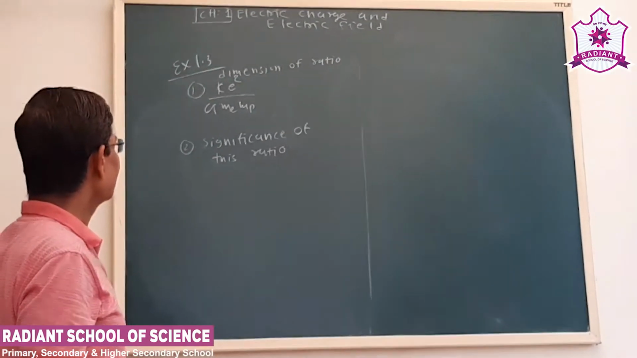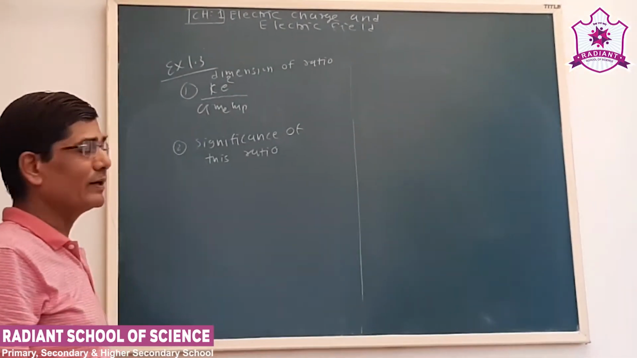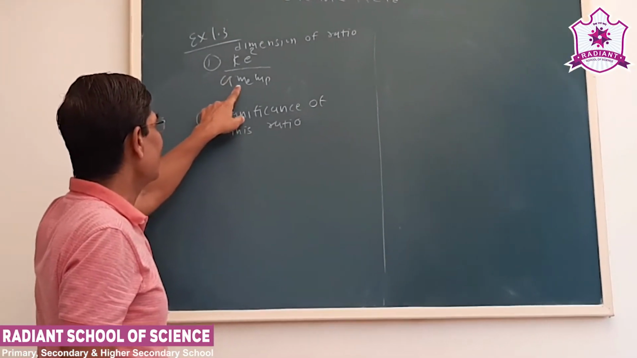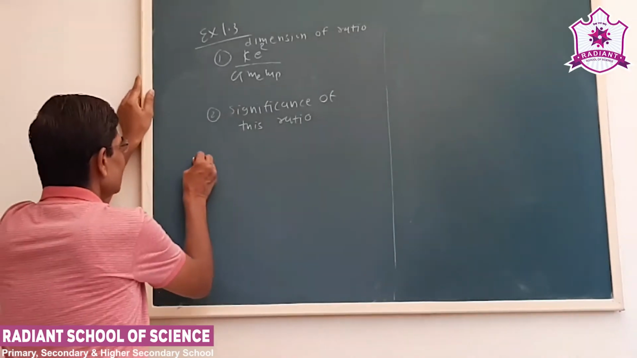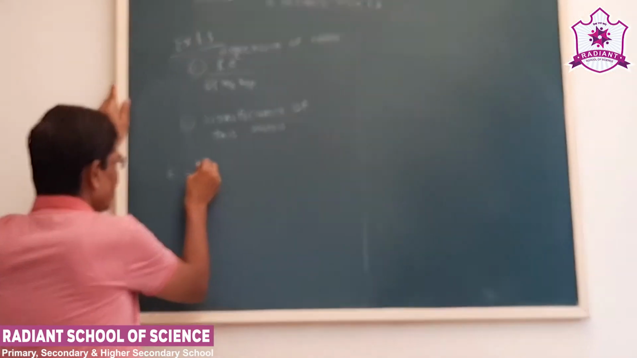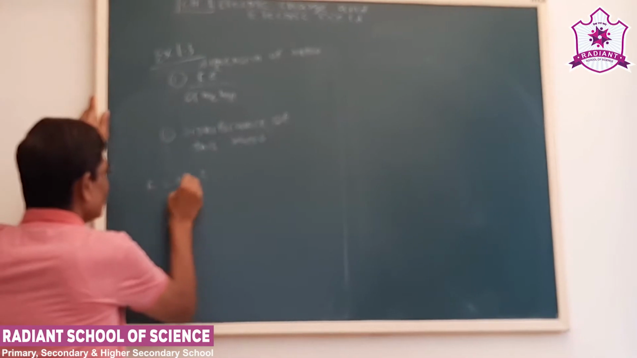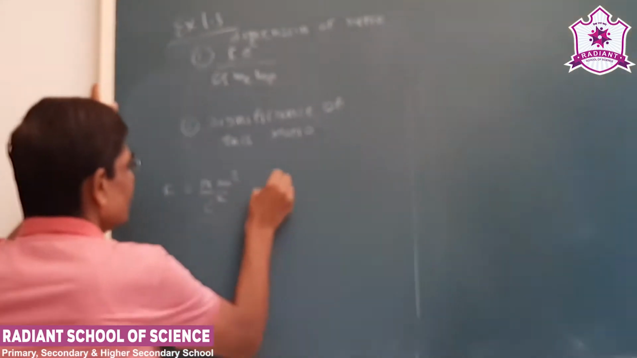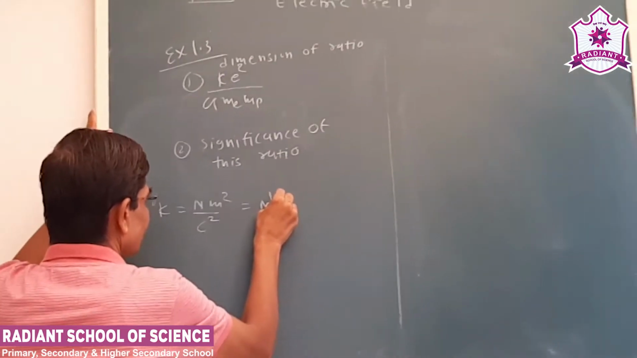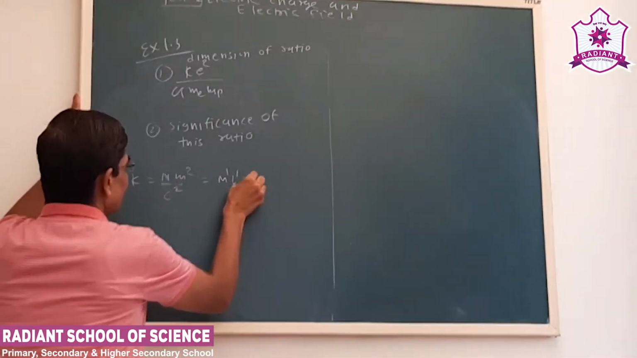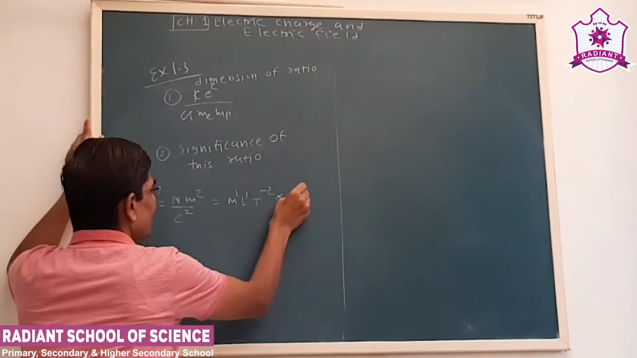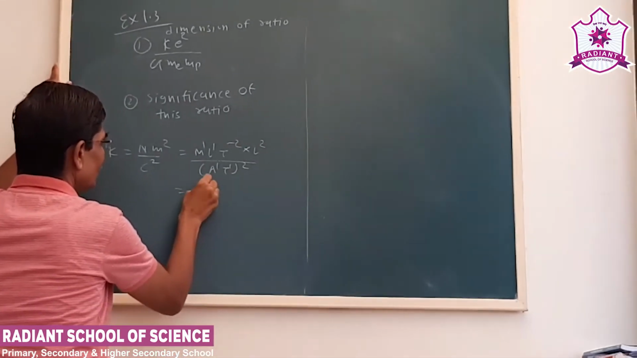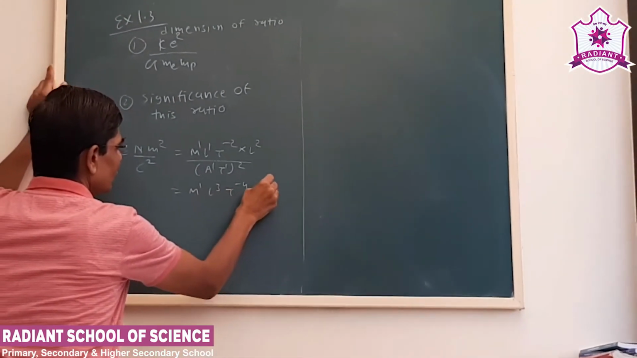Now next is exercise sum number 1.3. We have to find out the dimension of the ratio K E square upon G ME MP. Now K is Coulomb's constant, that is Newton meter square upon Coulomb square. Okay, now we can write down the dimension. Newton is M1 L1 T minus 2. Meter square is L2. Coulomb square, Q equals IT, so K is M1 L3 T minus 4 A minus 2.